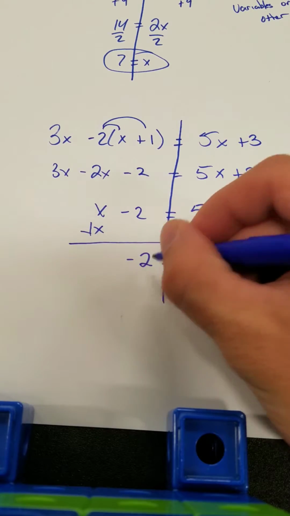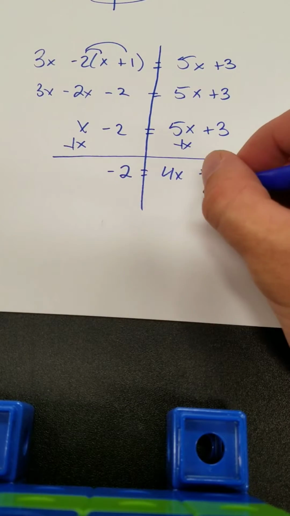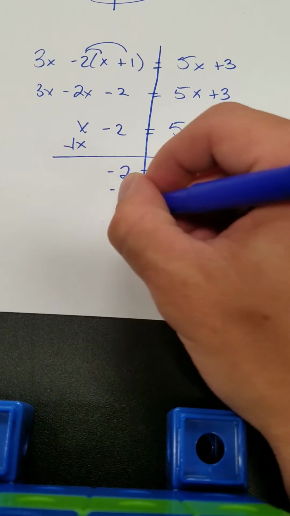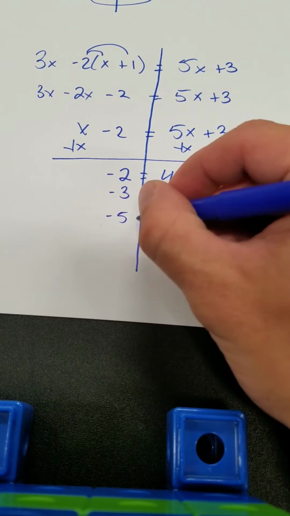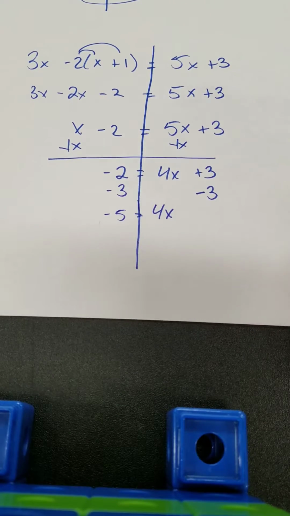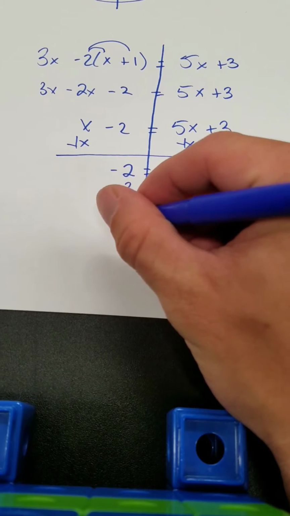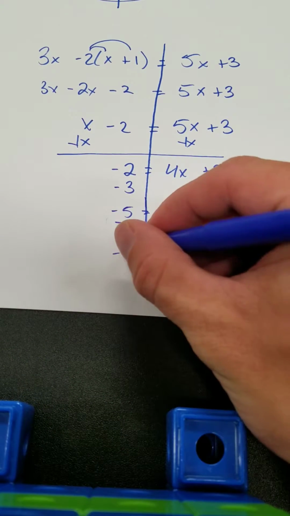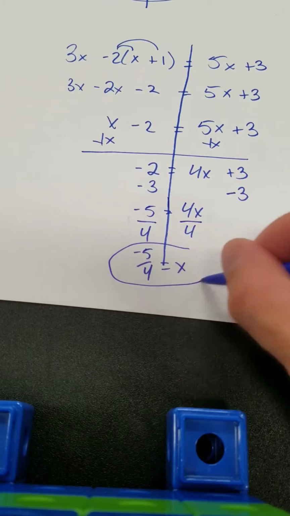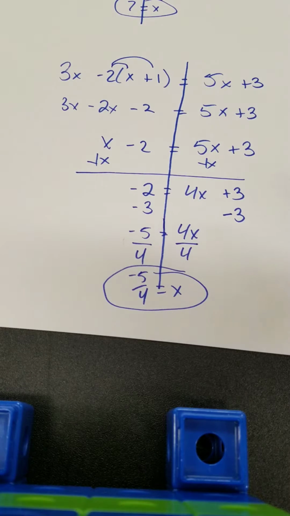Over here, I still have the negative 2. Do the opposite of this. So the opposite of adding 3 is subtracting 3. So negative 5 equals 4x. Now to get the x by itself, I have to divide by 4. Negative 5 over 4 does not simplify, so I'll leave it like that. If you want to put negative 1.25, that's fine. But that's the way that you would do a problem like that.